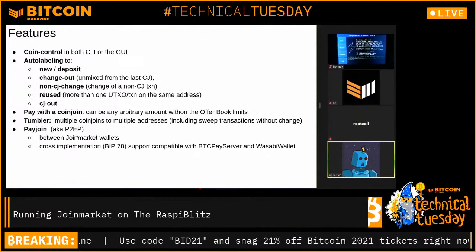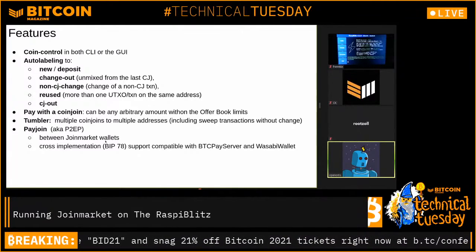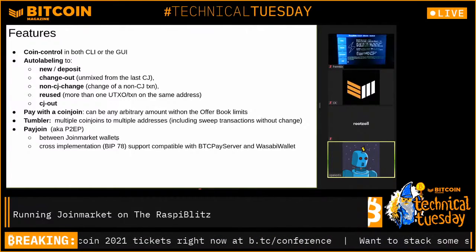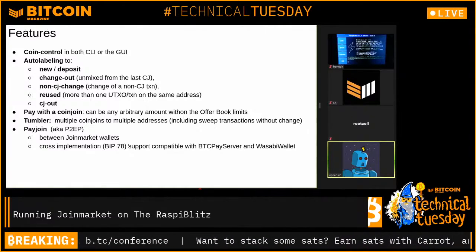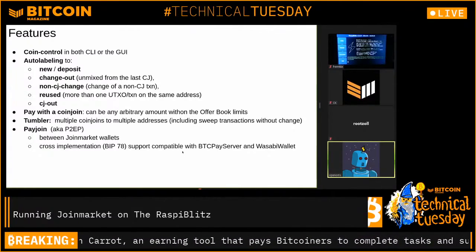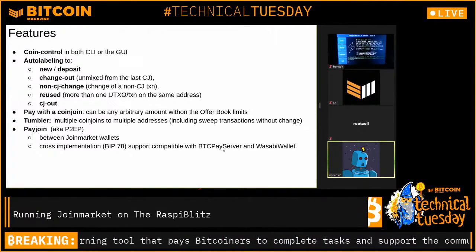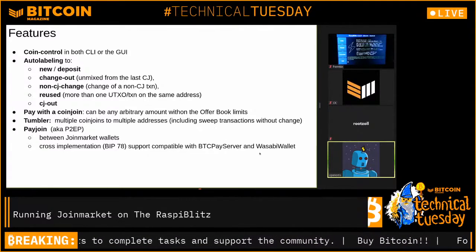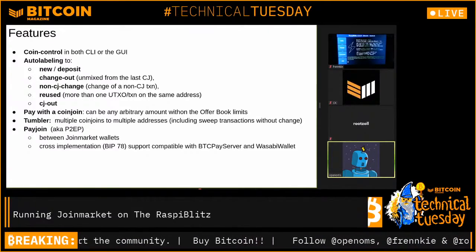And also PayJoin, or the pay-to-endpoint protocol, which has been there for a while now, available to be run between JoinMarket wallets. But in the latest master and in the upcoming next release, there is BIP78 support as well, which is compatible with sending to, and also receiving from, I think certainly in the works, BTCPay Server and Wasabi wallet both. But yeah, the sending has already been tried out and works.